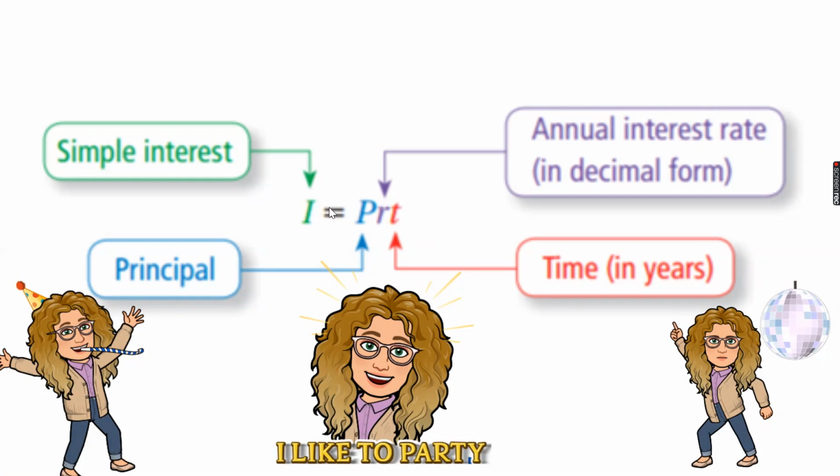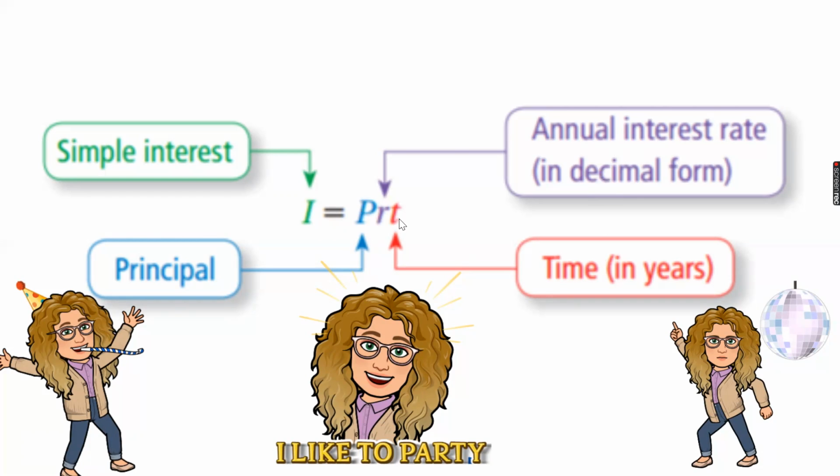So simple interest equals our principal, which we'll talk about later what that means. P means principal. R is our annual interest rate. We're talking about simple interest, we need an interest rate. And that has to be in decimal form, meaning I'm going to give you a percent, change it into a decimal. And then we're going to talk about our time in years.